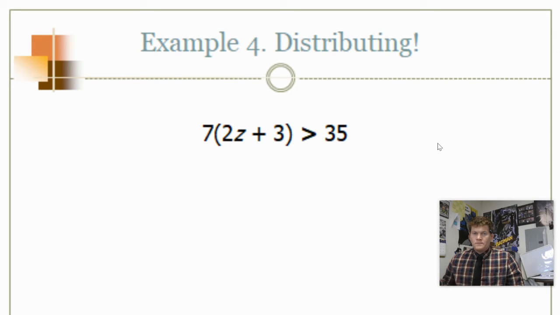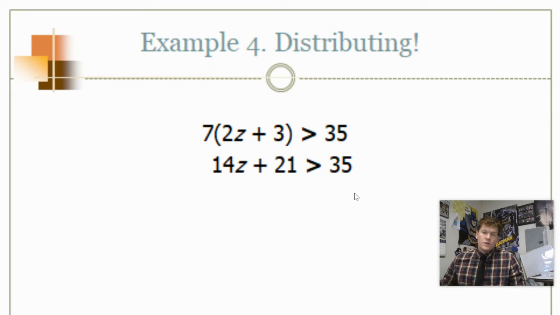Example number 4, distributing. So we have those parentheses showing up just like we saw in those equations. We distribute. We take that outside value and multiply it to everything inside. So I have 7 times 2z, 7 times plus 3. 7 times 2z gets me 14z. 7 times 3 gets me 21. So I have 14z plus 21 is greater than 35.